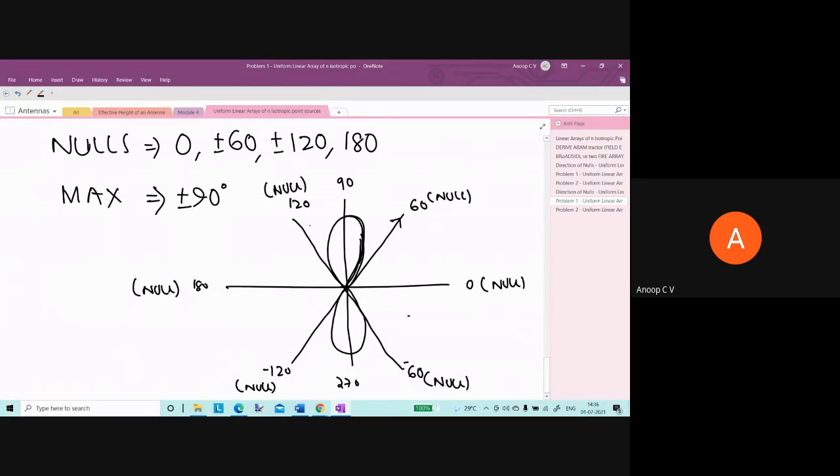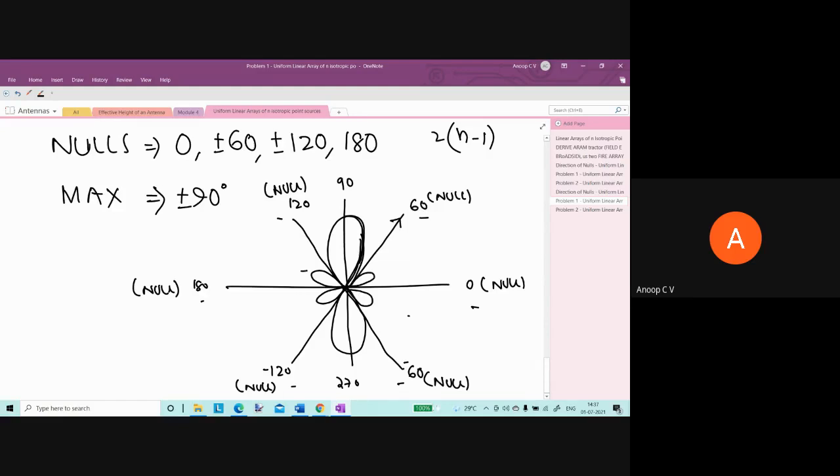Any side you see, you will have actually what? n minus 1 nulls on one side, and in total there will be 2 times n minus 1 nulls. In this case, 2 times 3, that is 6 nulls are there. You can see 1, 2, 3, 4, 5, 6 nulls. So you can plot a minor lobe like this, another minor lobe like this, and another like this.